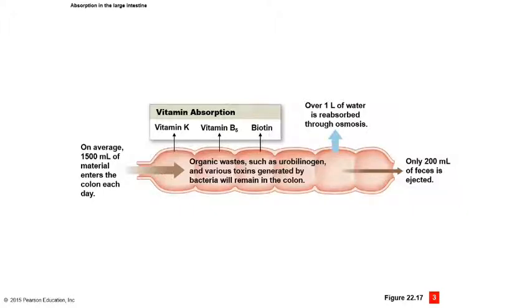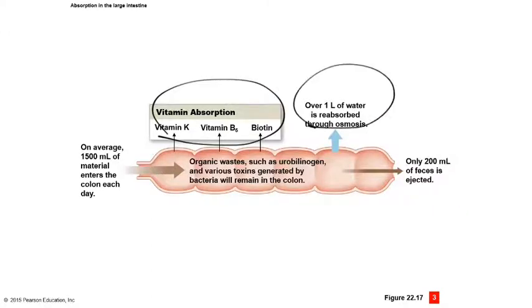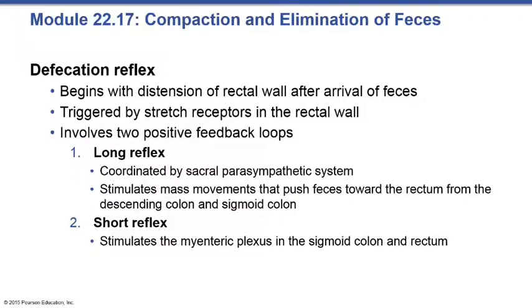So you can see here in the colon, the major responsibility is the absorption of the vitamins as well as water reabsorption, with only about 200 mils or so ejected in the feces. There is a reflex that's responsible for defecation. This is going to begin with the distension of the rectal wall, triggered by some stretch receptors within the wall.